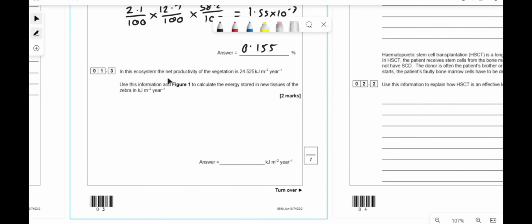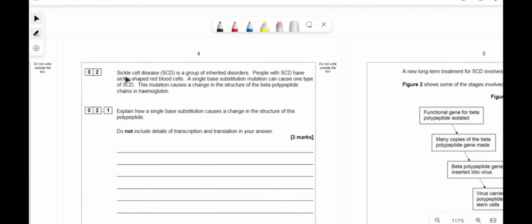Now it says in this ecosystem, the net productivity of the vegetation is 24,525 kilojoules per meter squared per year. Use this information and figure 1 to calculate the energy stored in the new tissues of the zebra in kilojoules per meter squared per year. So the vegetation is outputting this much per year: 24,525. Of that, 12.7% is going into the zebra, so 12.7 over 100. And then of this fraction that goes into the zebra, 5.7 goes into the tissue, so 5.7 over 100. You type that into your calculator, and we should get the answer, which is 177.5.